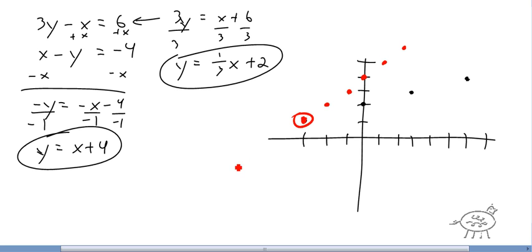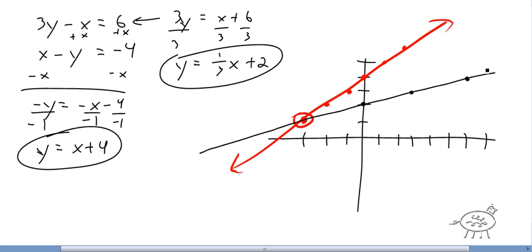So I graph this one right here, and graph the black line here. And my solution is going to be negative 3, comma, 1. Pretty straightforward. Okay, so let's try one more here.